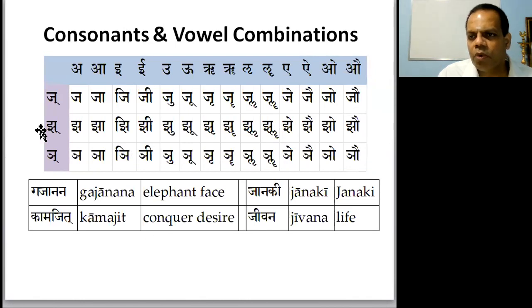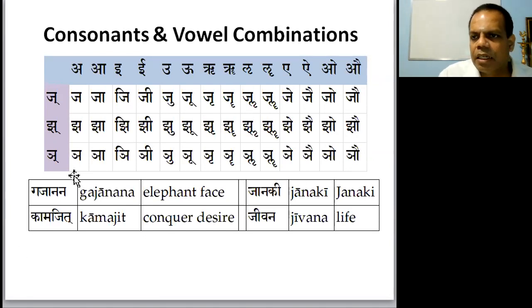We'll just go over the fourth one, which is the aspirated ja, with a little bit of effort and a puff of air. Jha, jhi, jhu, jhr, jhl, jhe, jhai, jho, jhau.